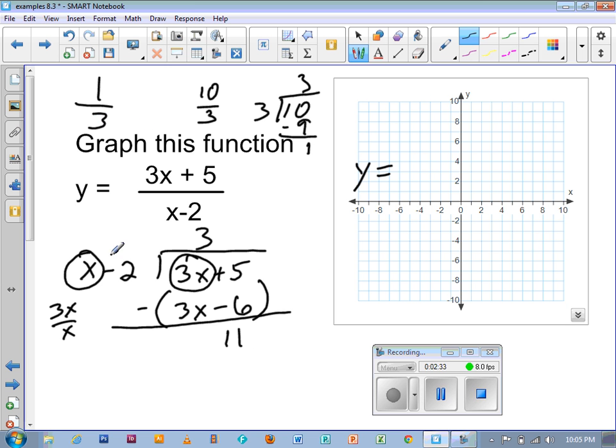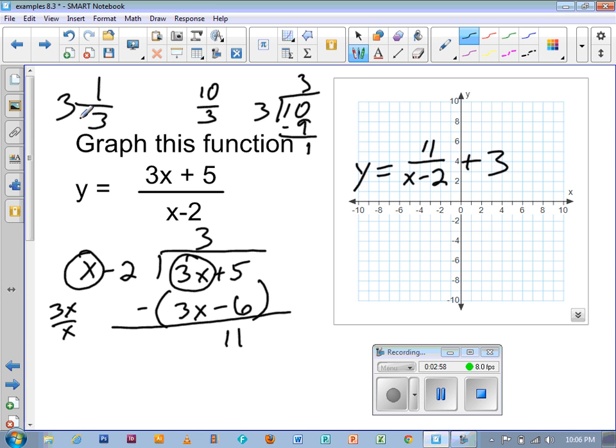So 11 is our remainder, so we put that on top. X minus 2 goes on the bottom. And then our whole number plus 3 is right here. So it's like 3 1/3 here. Remember, 3 1/3 is the same as 3 plus 1/3. And we're doing the same thing here, only we're dealing with polynomials.